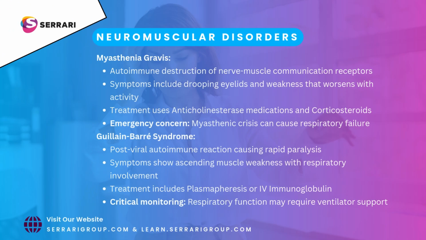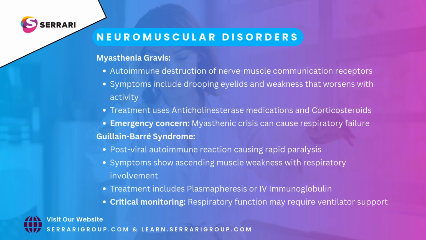Neuromuscular disorders. Myasthenia gravis: autoimmune destruction of nerve-muscle communication receptors. Symptoms include drooping eyelids and weakness that worsens with activity. Treatment uses anticholinesterase medications and corticosteroids. Emergency concern: myasthenic crisis can cause respiratory failure.